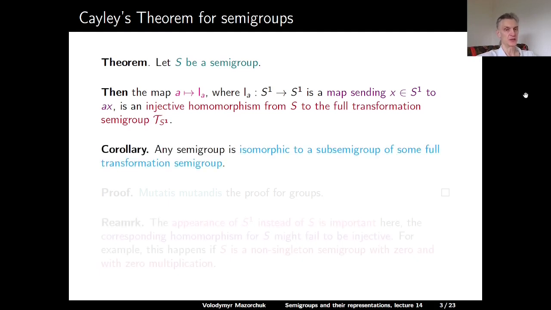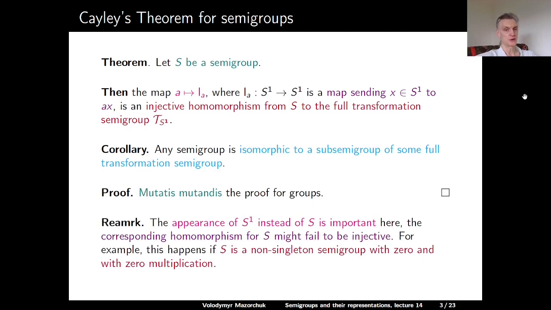So in particular, as a corollary, any semigroup is isomorphic to a subsemigroup of some full transformation semigroup. And in this way, full transformation semigroups are universal. And the proof is exactly the same as in the case for groups.